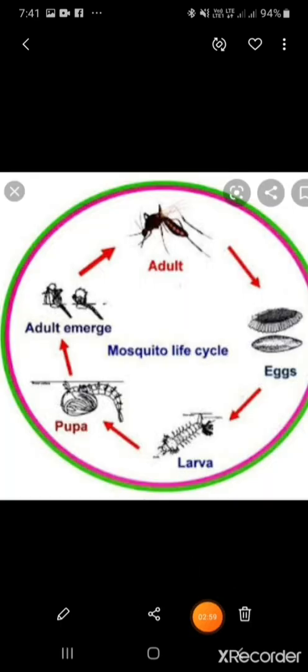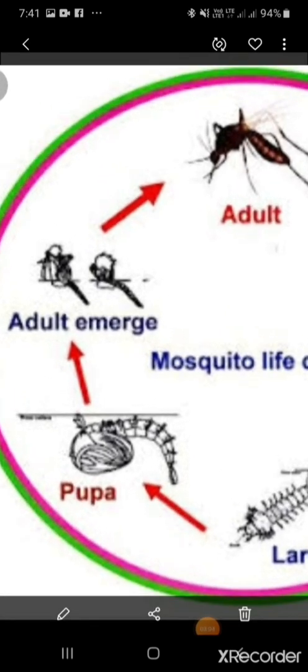The female mosquito lays a large number of eggs at one time in water. The larva comes out of an egg and after some time transforms into a pupa. This pupa turns into a mosquito.